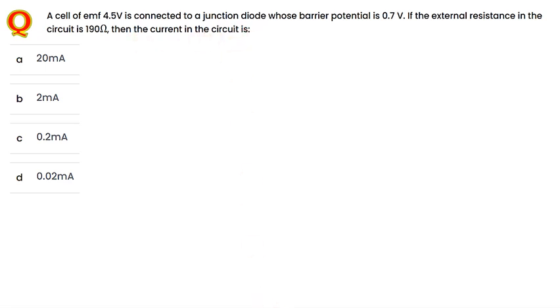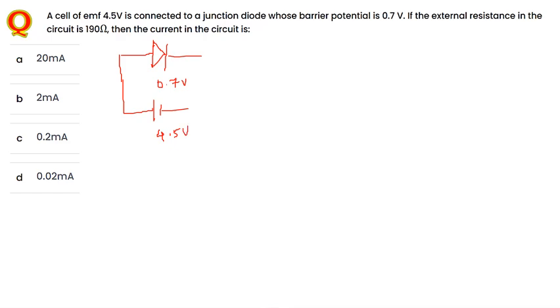Now I will draw a diagram to understand this better. First, this is the diode, which has a barrier potential of 0.7 volt, and it has been connected to the cell, which has a potential of 4.5 volt.